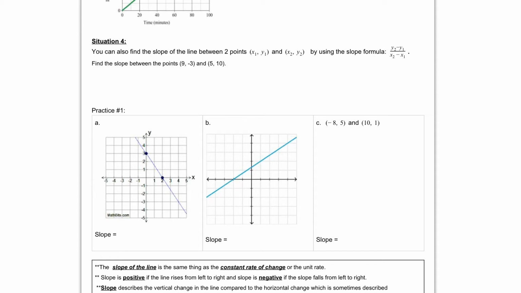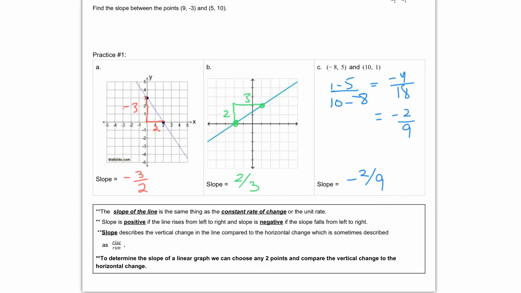Before you see the answers for practice number 1, please pause the video and try the practice out on your own first to see if you are doing things correctly. Then you can unpause it and check your answers. Now that you have attempted to solve these on your own, please check your answers.